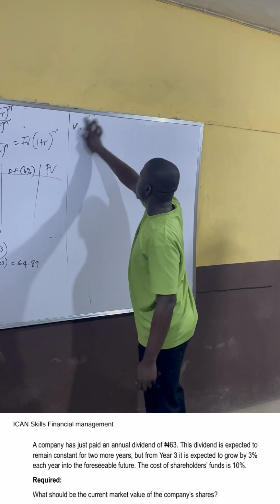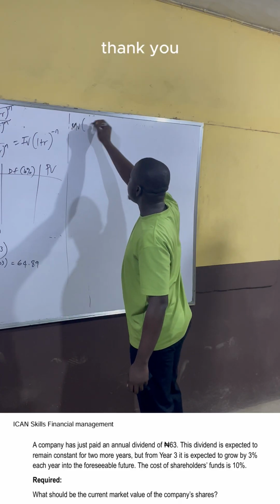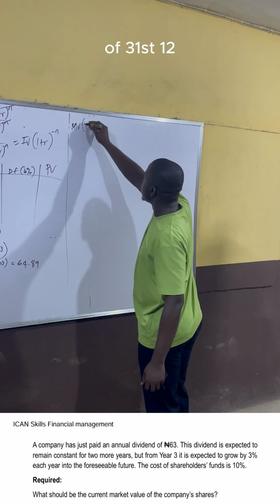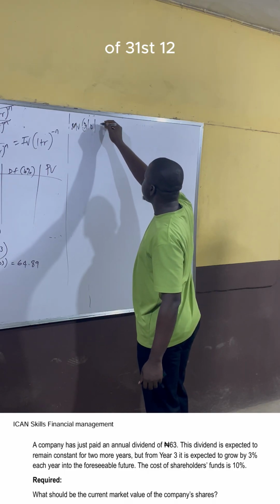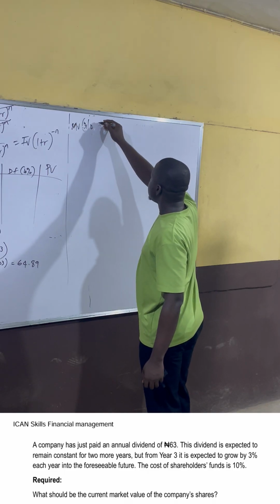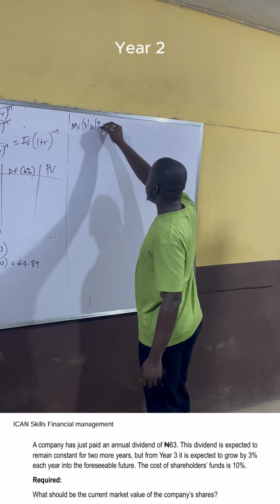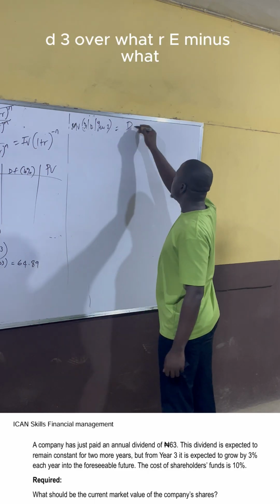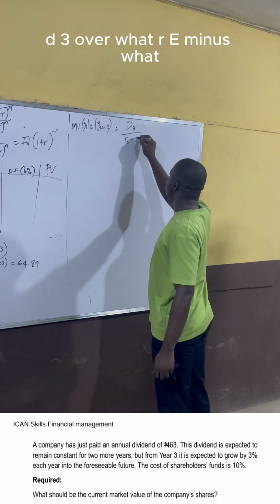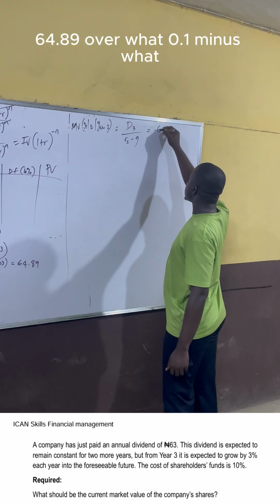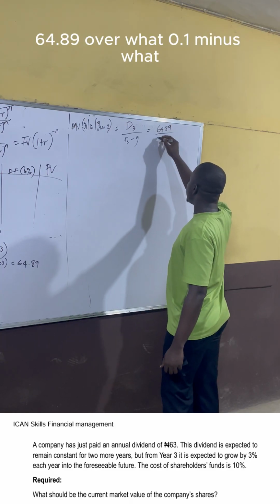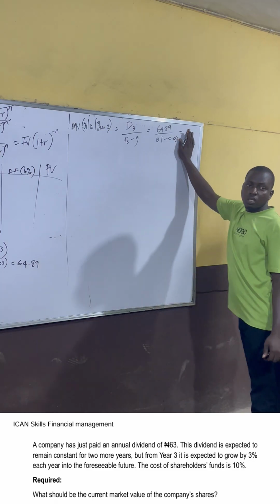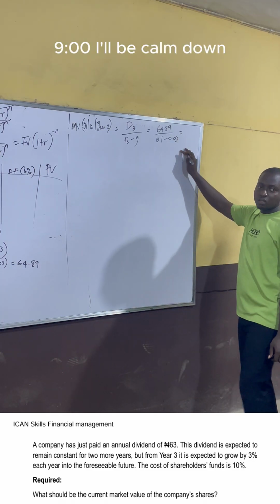The market value as at 31st December, year 2, is D3 over RE minus G, which is 64.89 over 0.1 minus 0.03. And you get to 914.